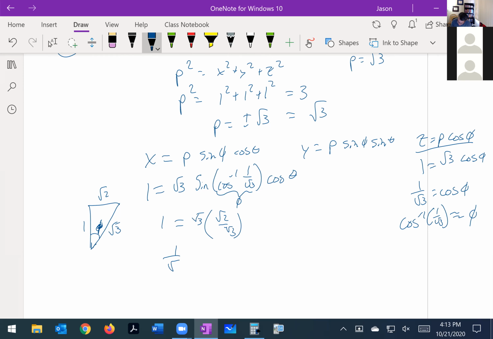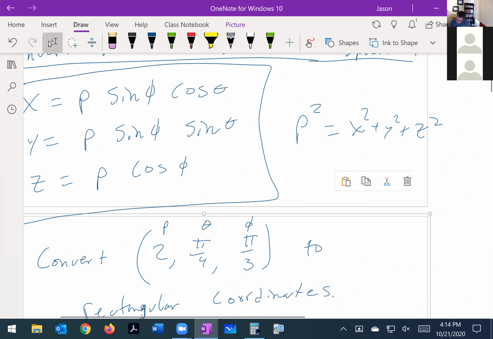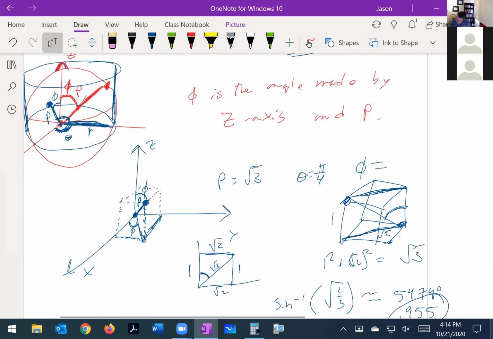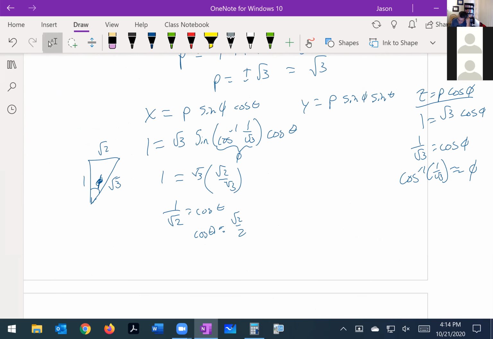So 1 over radical 2 is equal to the cosine of theta. So theta, okay, cosine of theta equals, oh, look at this, this is radical 2 over 2. And we know that the angle, okay, theta, what did we say theta was? Was it here? Okay, theta was pi over 4. Look at that. We know that theta was pi over 4. Well, isn't the inverse cosine of radical 2 over 2 pi over 4? Yeah, so theta is pi over 4. Boom. Look at that. That's nice. That's how we convert back.